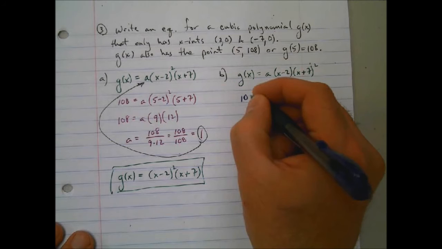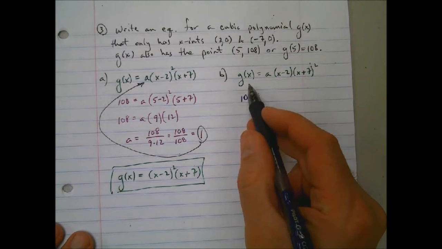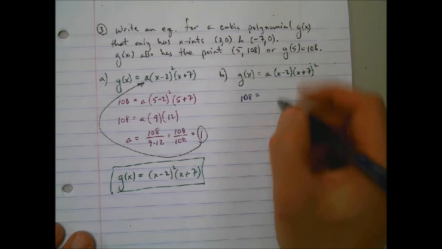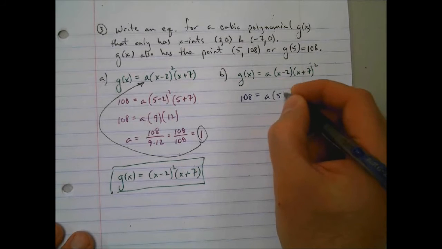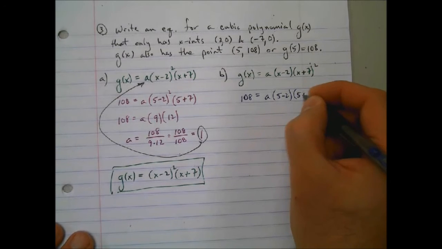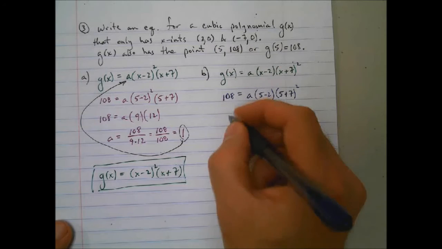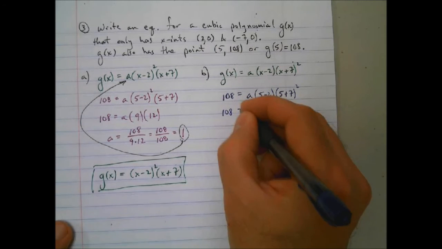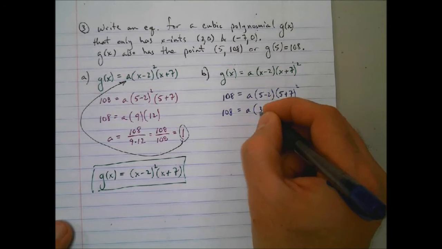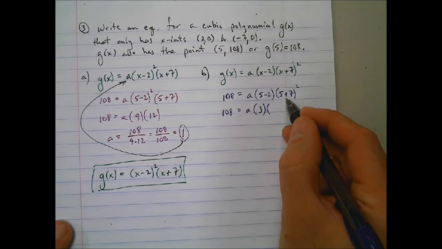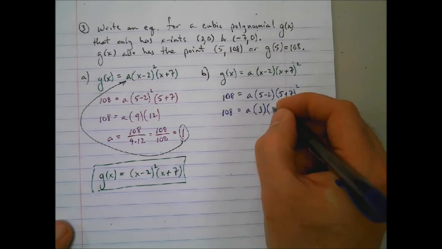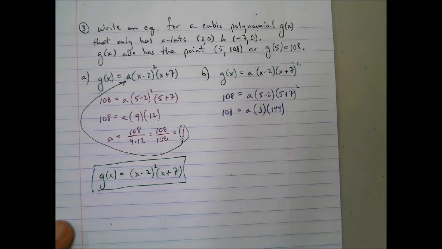So again, we're going to solve for the A value. So I've got 108 in for the y and 5 in for the x's. 5 minus 2, 5 plus 7 to the second. So that's 108 equals A times 3 times 12 squared.